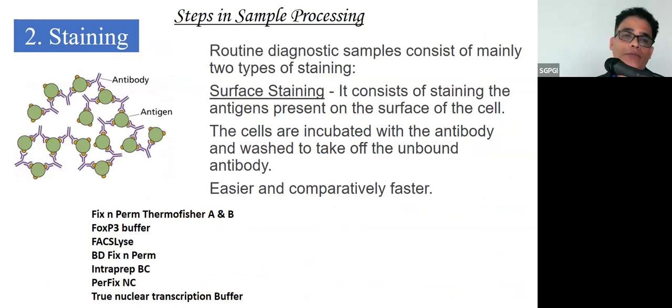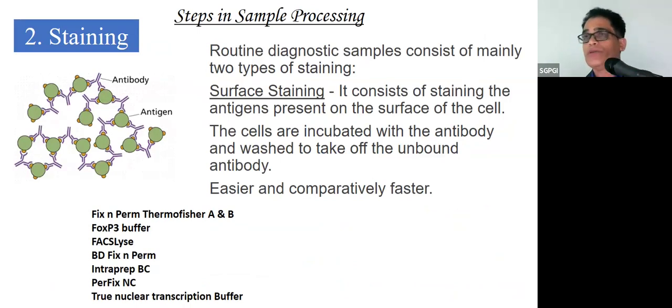The second part of sample processing is the staining. Surface staining consists of staining the antigens present on the surface of the cell. The cells are incubated with the antibody and washed to remove the unbound antibodies. Basically, the wash is to stop the antibody-antigen reaction. Compared to the other process, surface staining is easier because it's a one-step procedure. The next step is cytoplasmic processing.